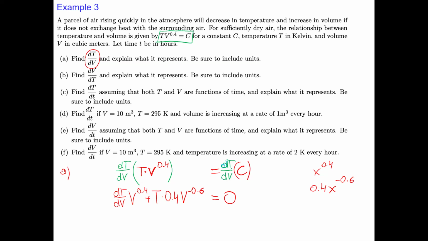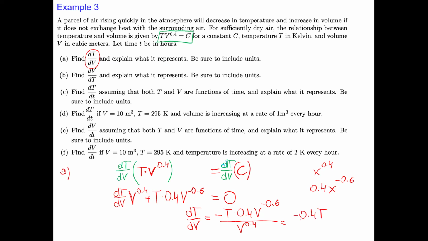Derivative with respect to V. Okay, that's it. Then we can just solve it for dT/dV. Let's solve it. dT/dV, the derivative of the temperature with respect to the change of the volume. We will subtract T times 0.4 V to the negative 0.6 power, and divide by V to the power of 0.4. We can definitely combine the negative T. Actually, let's use the constant in front.